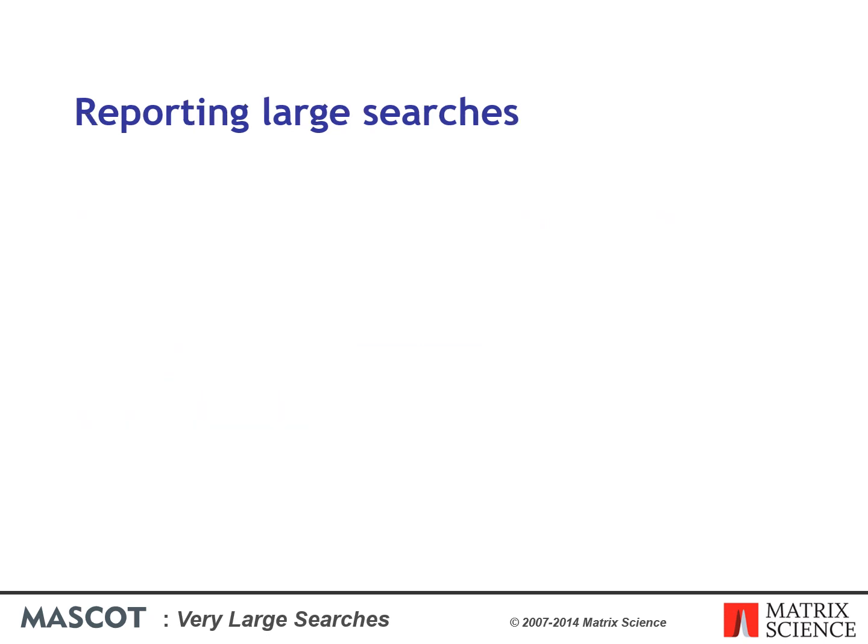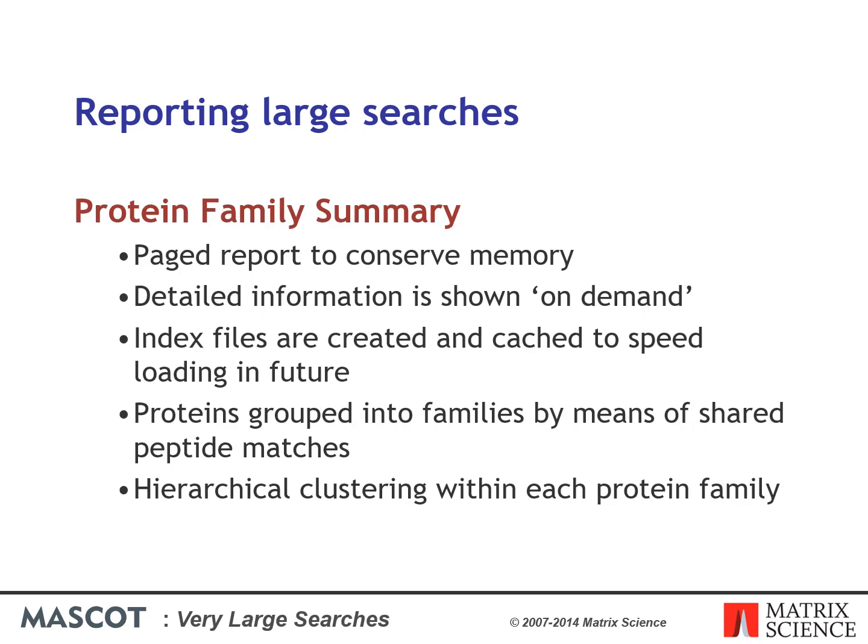In early versions of Mascot, trying to display result reports for very large searches would often lead to problems with timeouts and running out of memory. To address this, the protein family summary loads most of the information on demand. This requires some index files to be created on the server, and these index files are cached so that the report loads much faster on the second and subsequent occasions.